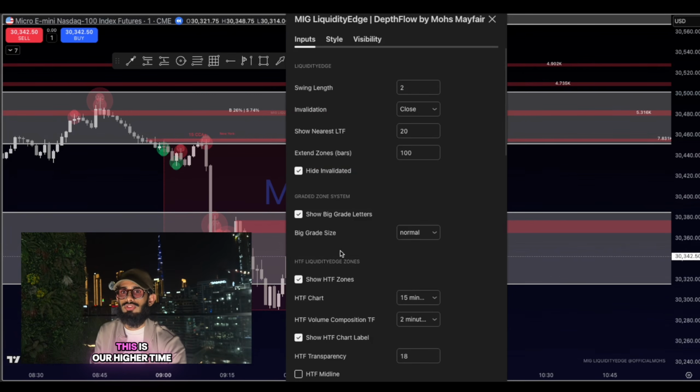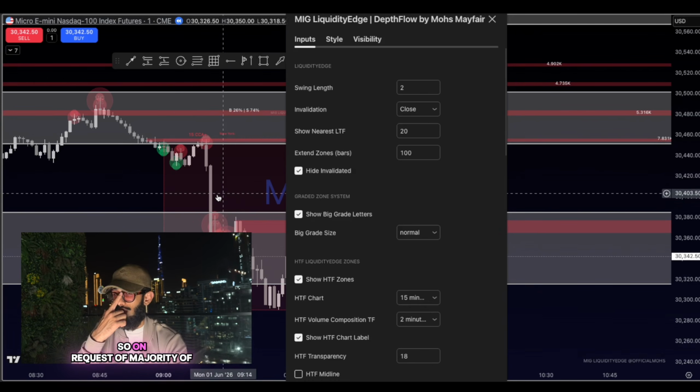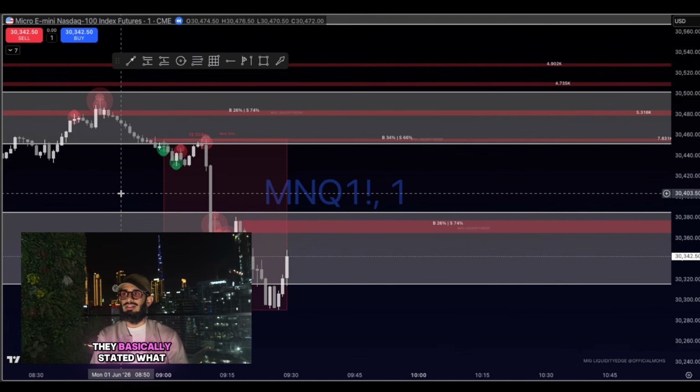But what I do know, and I can see, so on the liquidity edge, these gray boxes that are drawn out, this is our higher time frame zones. So on request of the majority of our users, they basically stated, what if we could see that same resting liquidity on a higher time frame but on a lower time frame?